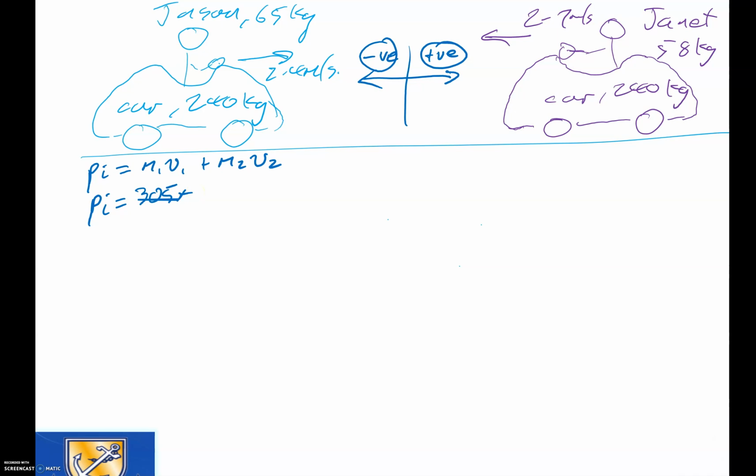oh boy, I don't like this thing. I just cross it out and start again. 305. My machine is making my life tough for me. We'll try one more time.